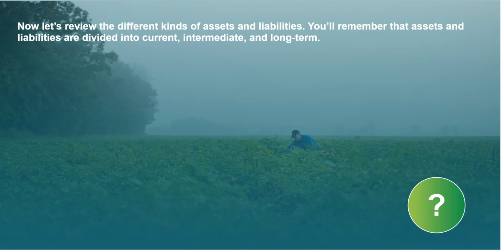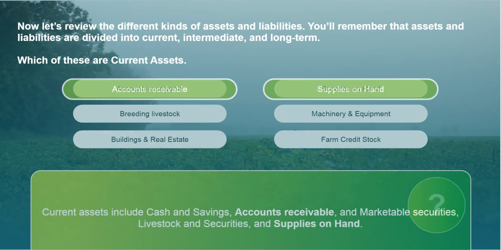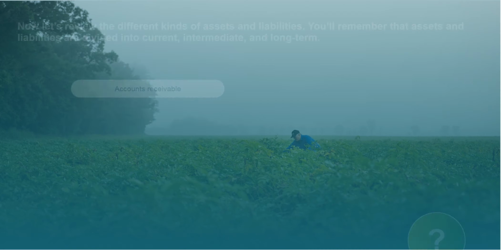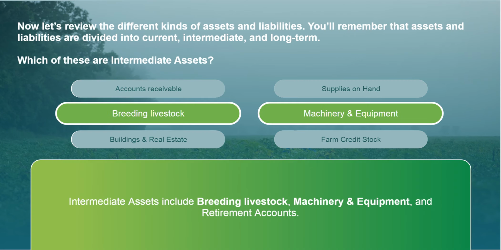Now let's review the different kinds of assets and liabilities. You'll remember that assets and liabilities are divided into current, intermediate, and long-term. Which of these are current assets? Current assets include cash and savings, accounts receivable, and marketable securities, livestock and securities, and supplies on hand. Which of these are intermediate assets? Intermediate assets include breeding livestock, machinery and equipment, and retirement accounts.